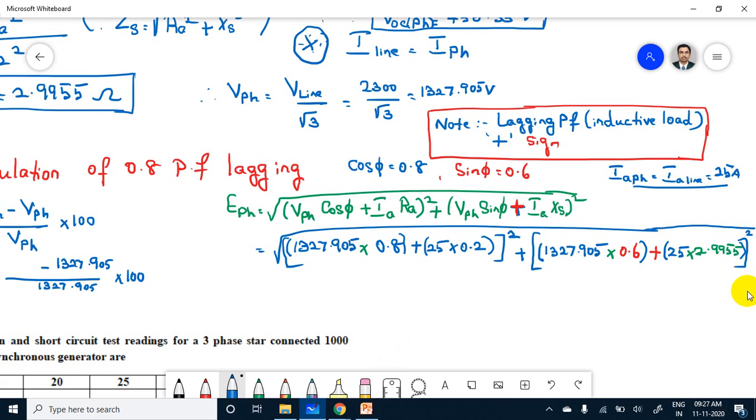Now please give me the answer. Use your calculator and give me the E phase. 1559.65? No, I got 1378.013. Please check. Students, please confirm this answer. Anyone, did you get this answer?